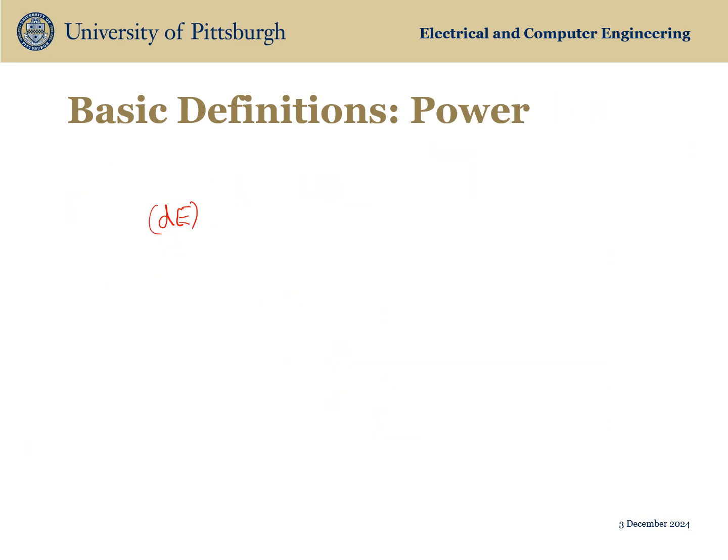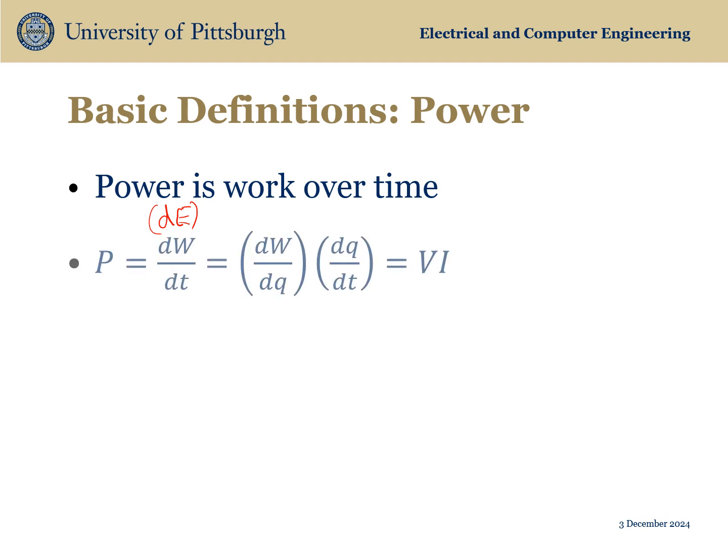So another definition that we have is the power. The power is the rate of work over time. So by definition, it is the change of work over time, dW/dt. Taking this mathematical derivative, I can write it as dW/dq times dq/dt.